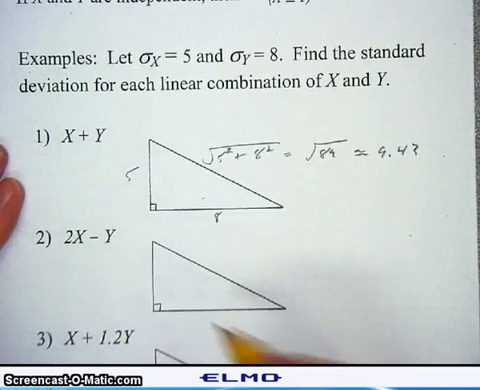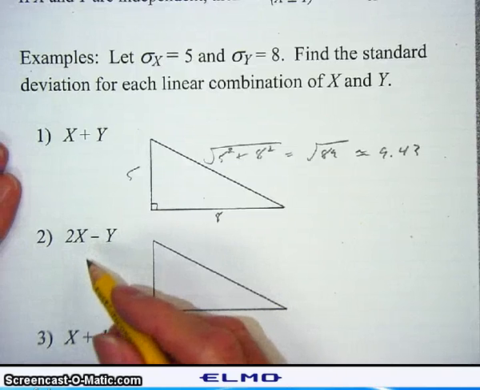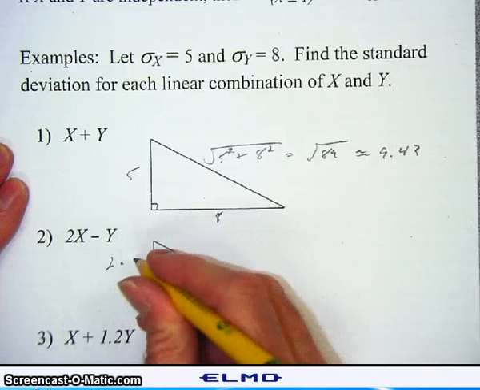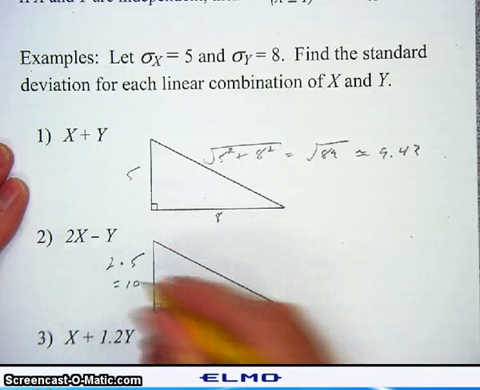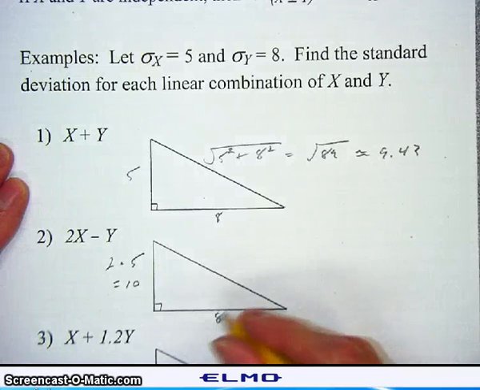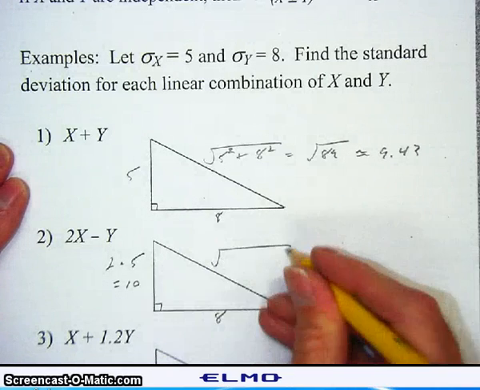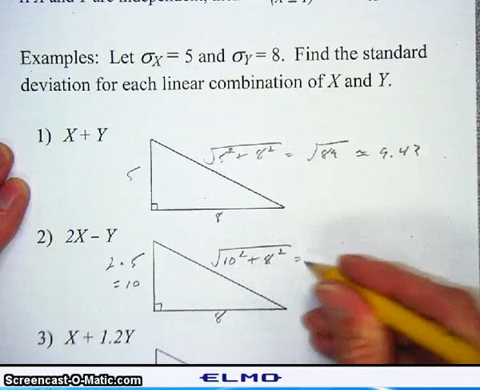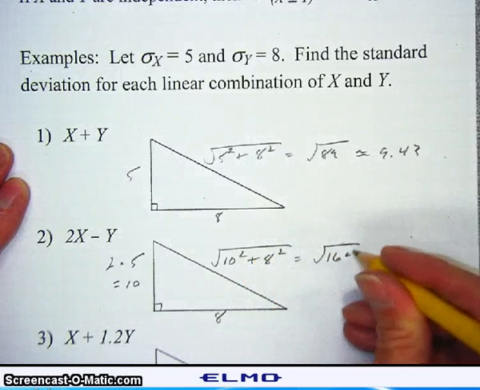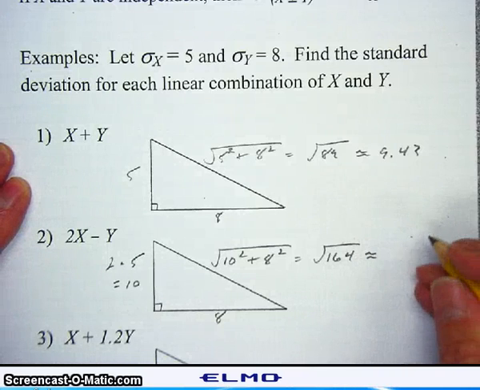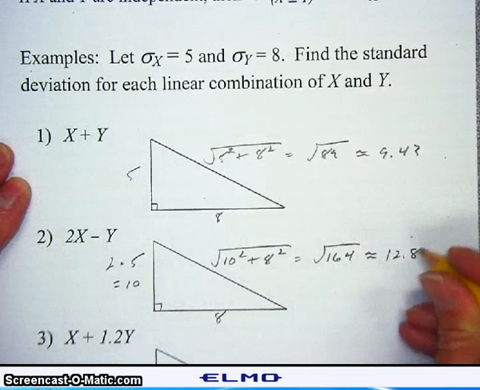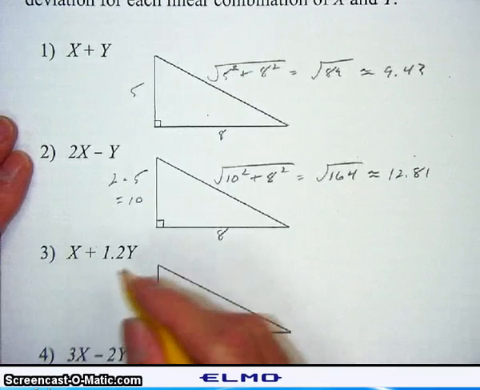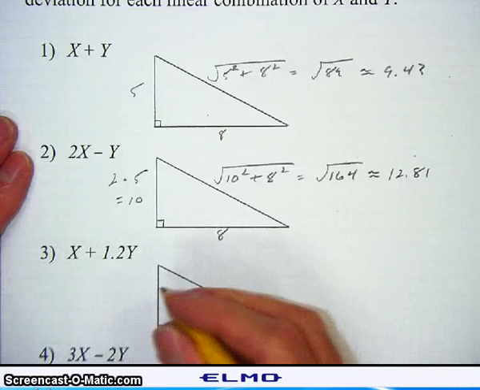If you have your x's and y's multiplied by some coefficient, that's okay. You can just take 2 times the standard deviation of x, which would be 10, and the standard deviation of y, which would be 8. And then you find your Pythagorean theorem here. Take 10 squared plus 8 squared. This will give you the square root of 164, which is approximately 12.81.